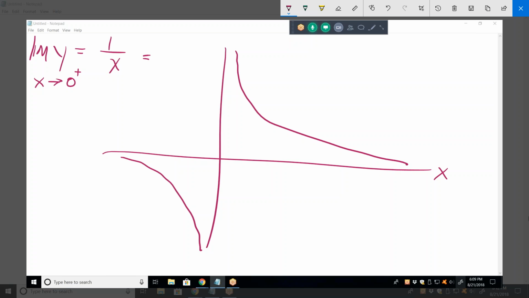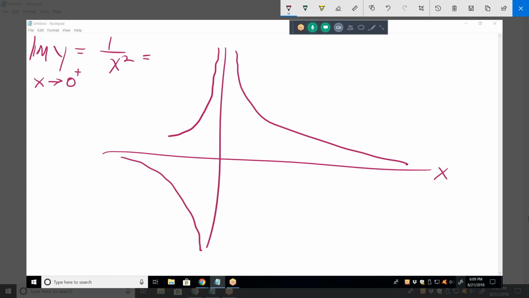What's the limit of this hyperbolic function as x approaches 0 from the right? Infinity. What's the limit as x approaches 0 from the left? Negative infinity. So what's the limit at 0? It does not exist.